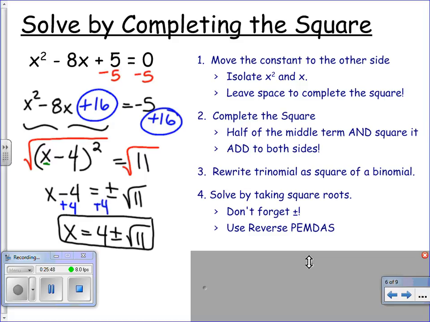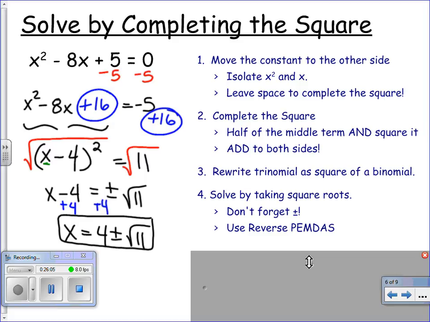And we'll also look at some different types of solutions that we'll get. But this solution, you have two answers, and they're both irrational. 4 plus the square root of 11 and 4 minus the square root of 11. I could get them as decimals if needed, but otherwise we're just happy to leave it alone as 4 plus or minus the square root of 11.